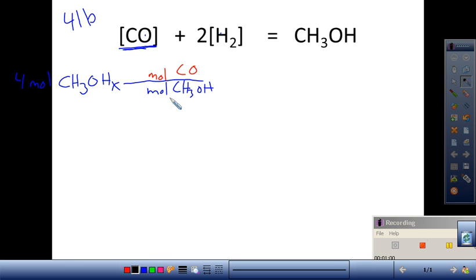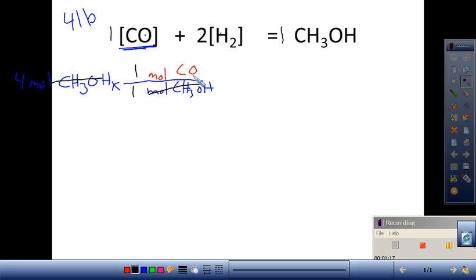And where do my numbers come from? Well, they come from my equation. There's no number in front of here, so that means it's a 1. And then I go to CO, I look up here, there's no number in front, so that's a 1. So it's a 1-to-1 ratio. I'm going to cancel off my things that are alike. So now I'm in CO. I'm in the right chemical.